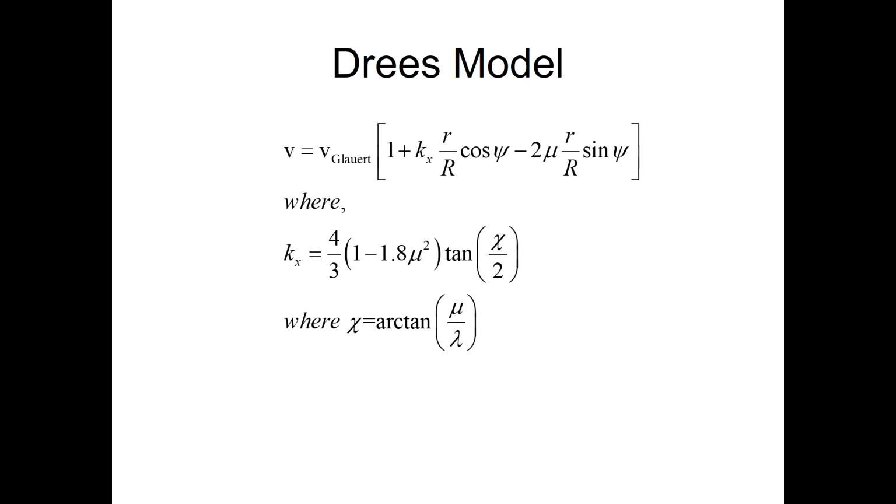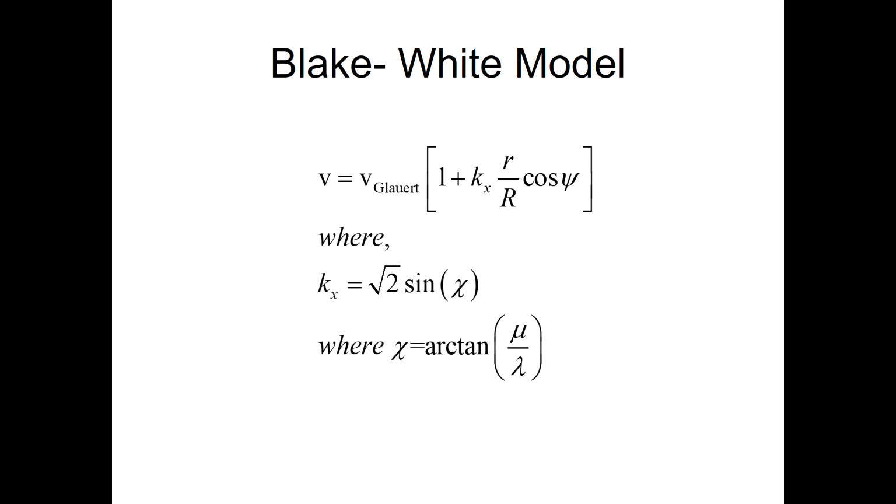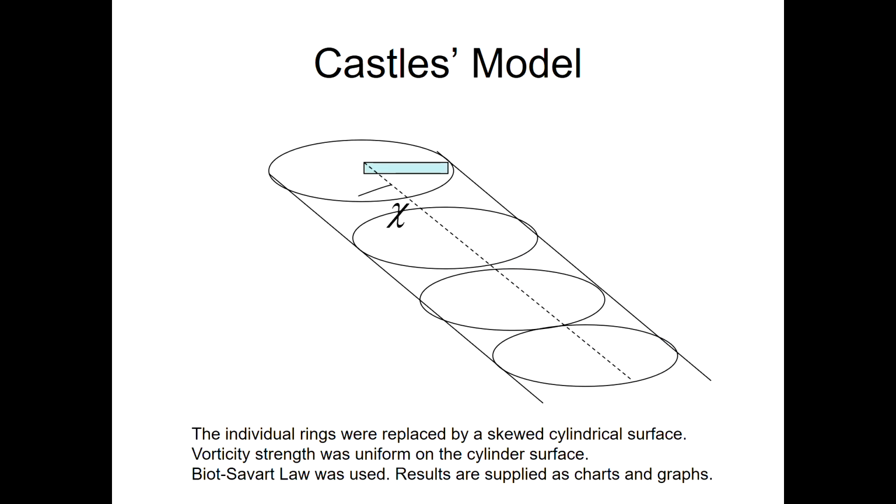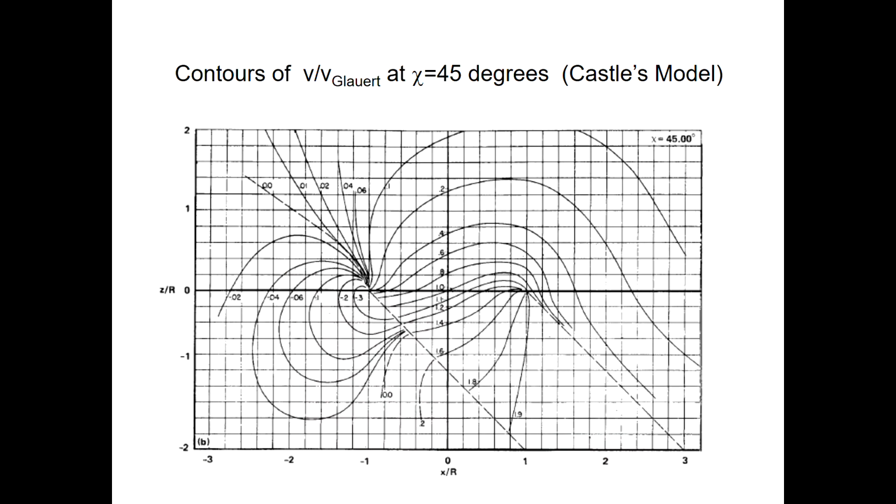This is Coleman's model. We talked about the Drees model. We talked about the Blake and White model. Then we talked about Castles' model. Castles modeled it not as discrete rings, but as a distributed sheet. Castles was able to analytically integrate it, and he tabulated it and made a graph of it, so engineers don't have to go through the grunt work of doing all the integration and calculations.